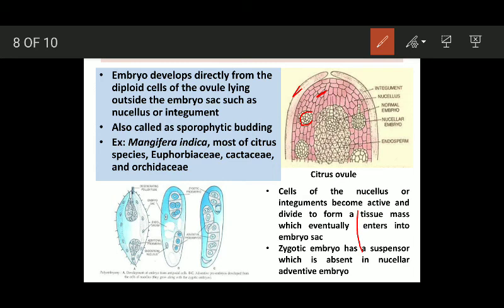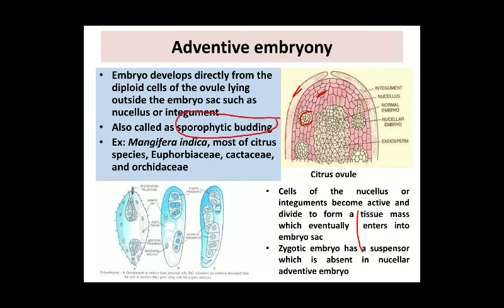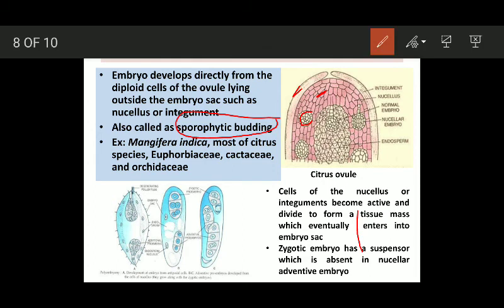This process is also named as sporophytic budding. You have to remember this. Adventive embryony is also called sporophytic budding, and it has been found to occur in a number of plant species including Mangifera indica, most of citrus plants, Euphorbiaceae, Cactaceae and Orchidaceae families.